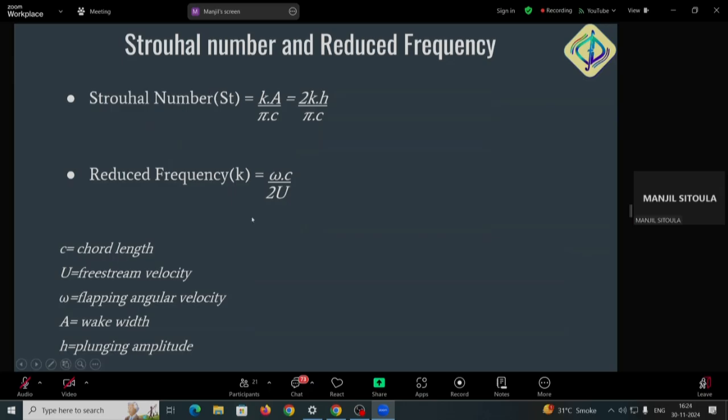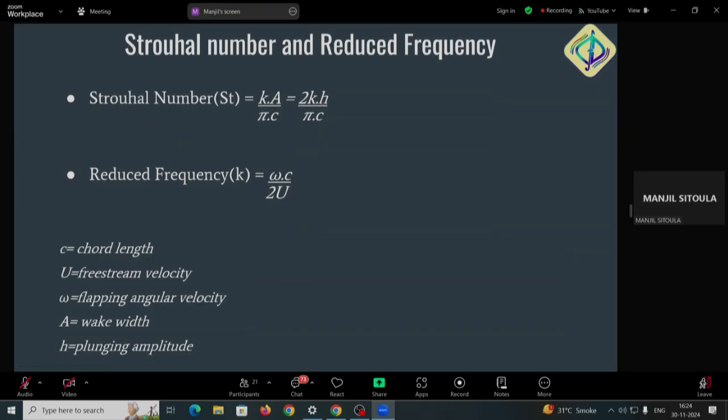The Strouhal number and reduced frequency should be studied independently while doing the flapping case, because if the product of k and h is 10, then k might be 2 and h might be 5, or k might be 5 and h might be 2. In these two cases, the effect is different. So we must independently observe these two numbers while doing our simulations. This is just for information.